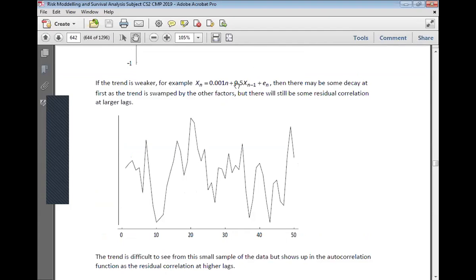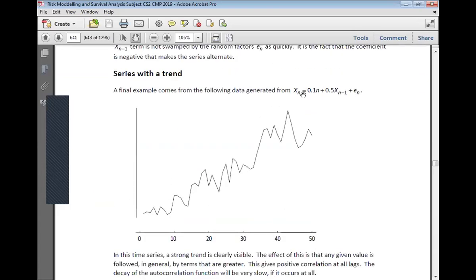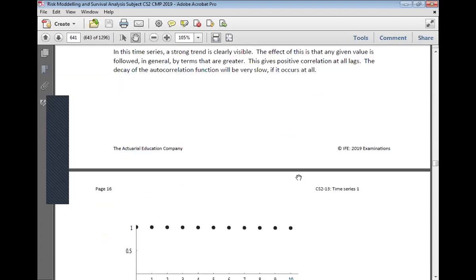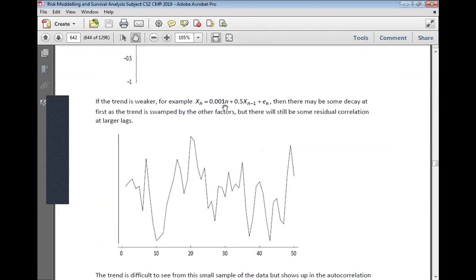And the value that you have, so if you have a look at the equation that we had previously, it was 0.1n. So as and when you increase your n, the coefficient that was with n is 0.1, so it is more likely to be higher than here, where the coefficient of n is just 0.001. So it still is positively correlated, but the trend is much, much weaker.